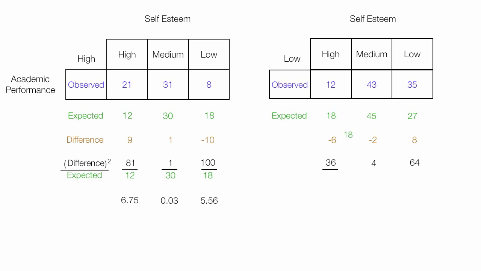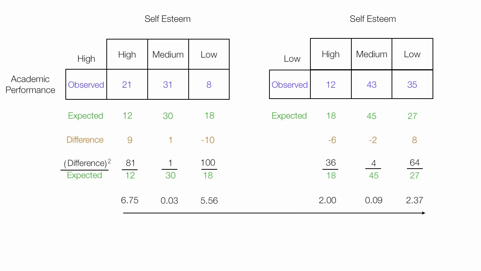Then I take 36 divided by 18, which is 2. 45 divided by 4, which is 0.09. 64 divided by 27, which is 2.37. Is my last value there. Now I sum up all these values, and that gives me a chi-square of 16.8. And that's my chi-square value.